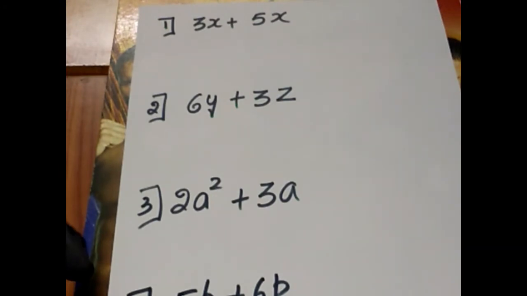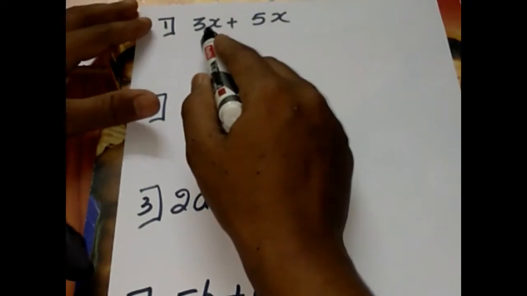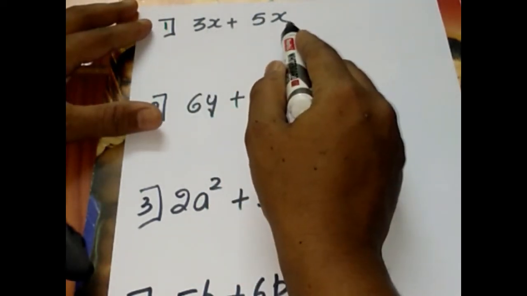Let us move on to the first operation, that is addition. Kindly pay attention children, this is very important and it is the basic knowledge of algebra which you need to carry over throughout your journey of maths and algebra. So let's consider the first example, 3x plus 5x.